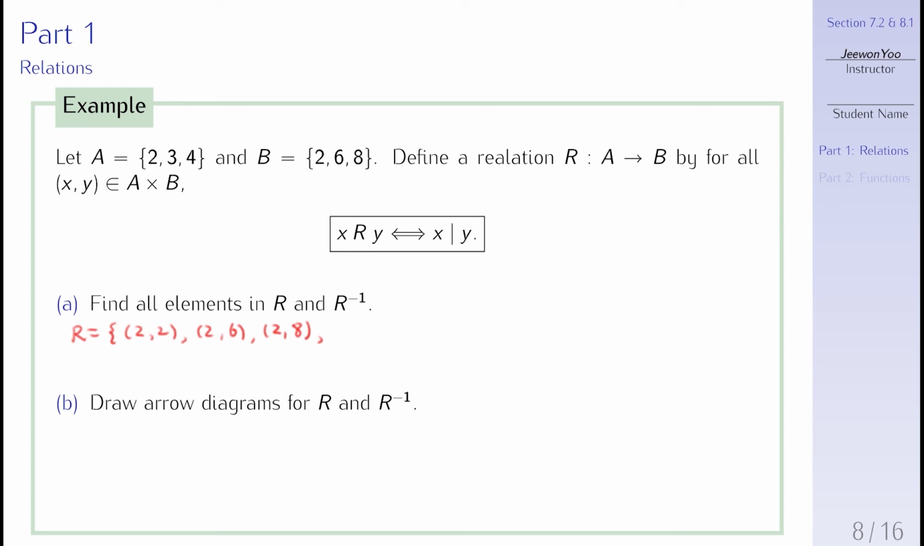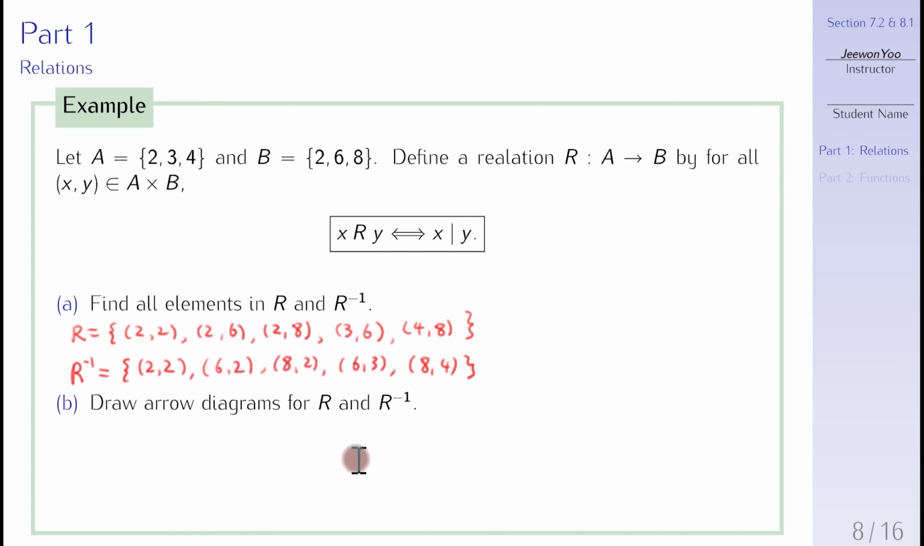Unfortunately, 3 does not divide 2. 3 does not divide 8. So the only ordered pair that we can take is (3, 6). 4 doesn't divide 2. 4 doesn't divide 6. But 4 divides 8. Hence, we have a total of 5 elements in R. R inverse is basically switching the positions of x and y. You switch this, you get (6, 2). You switch this, you get (6, 3), and so on.